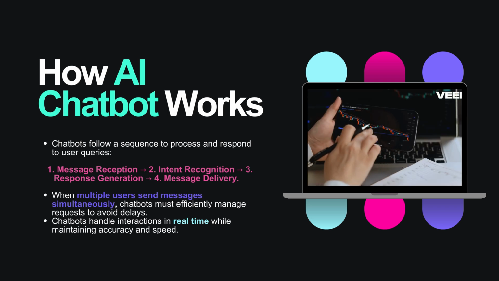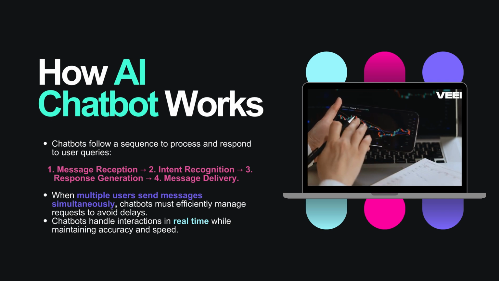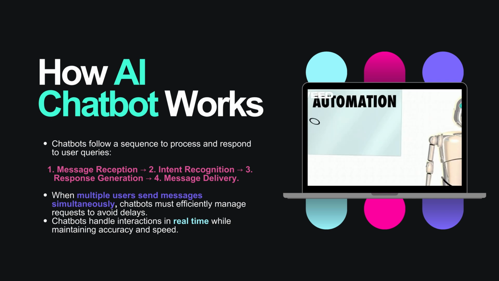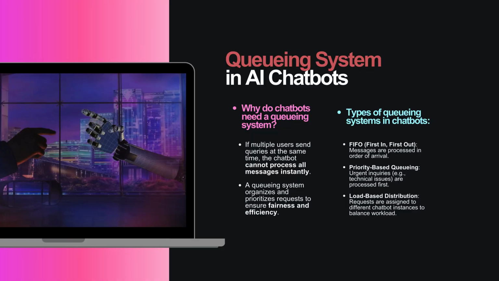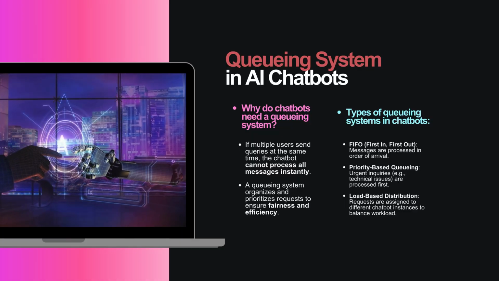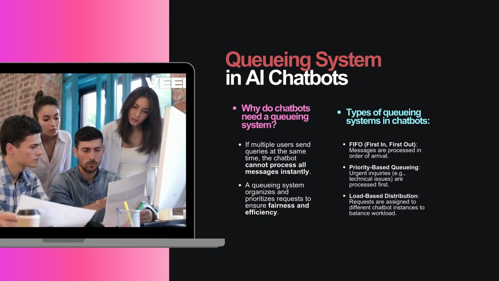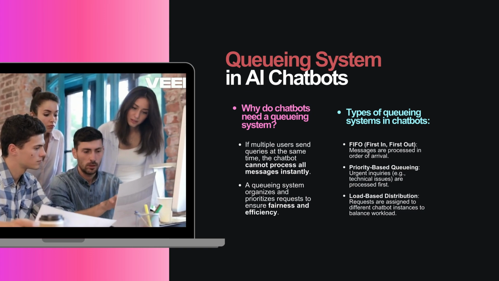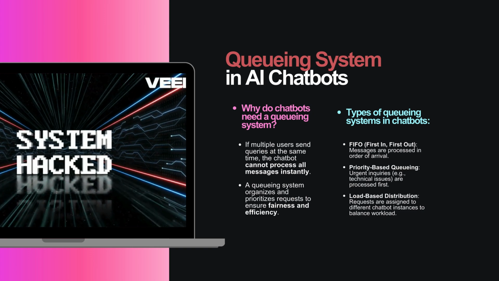When multiple users send messages at once, the chatbot has to juggle those requests like a pro. It organizes and prioritizes them to ensure everyone gets a quick reply. Without this efficient system, delays can creep in, and that's a recipe for frustration. In the world of AI chatbots, a queuing system is essential. Imagine multiple users firing off questions simultaneously. Our chatbot can't magically handle them all at once. That's where the queuing system comes in, organizing and prioritizing requests to ensure fairness and efficiency.